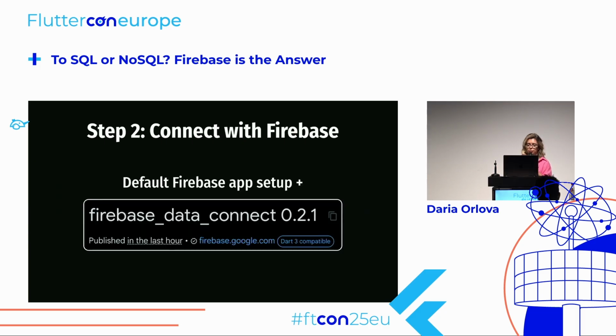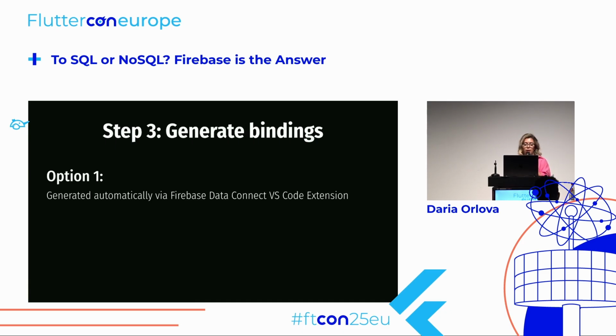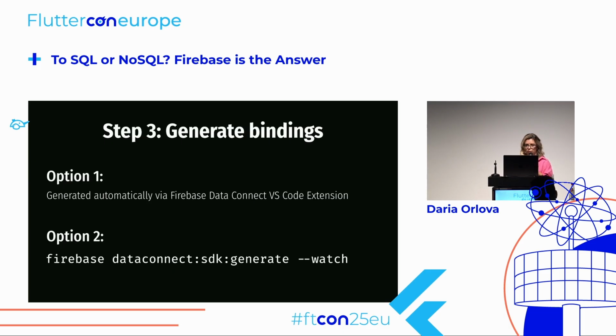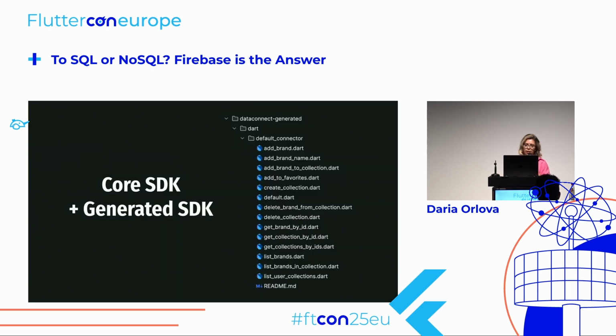And then step 2, connect with Firebase. Obviously, you need all of the default Firebase app setup that usually applies to apps, and also a new dependency, Firebase DataConnect, which gives you the core SDK needed for DataConnect. To generate the bindings, if you're using VS Code and the Firebase DataConnect VS Code extension, they are apparently generated automatically, but honestly, it doesn't always work for me for some reason. Maybe something's wrong with me, but if you need to generate them on demand, you can do that by running the Firebase DataConnect SDK generate command without the watch parameter, or also if you want to run it in CI/CD.